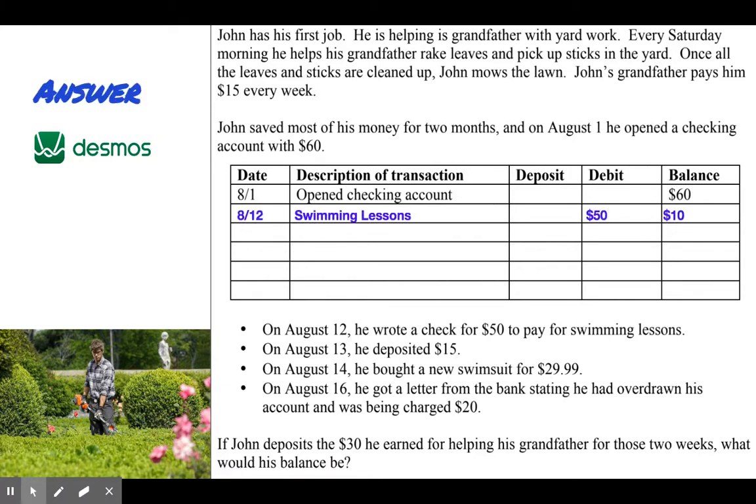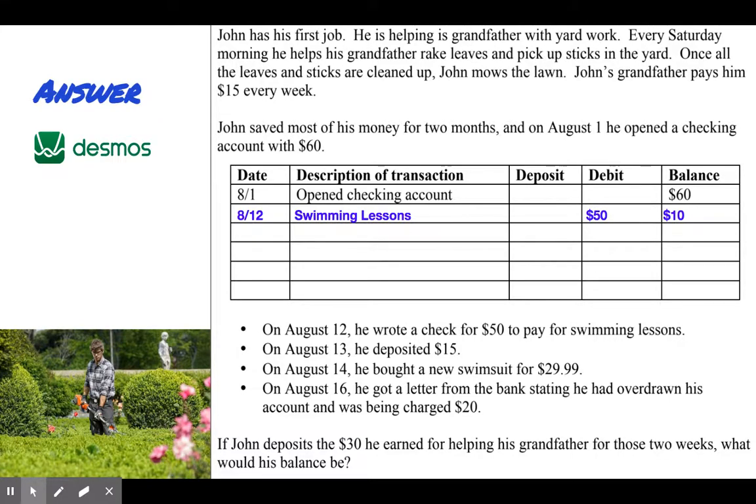We knew that that was a debit, so we're going to write that in as August the 12th, swimming lessons, $50. And so we know it was a debit, which means they're taking money out. So we went 60 minus 50 gives you $10. Make sure you're filling this into your Classkick as well.